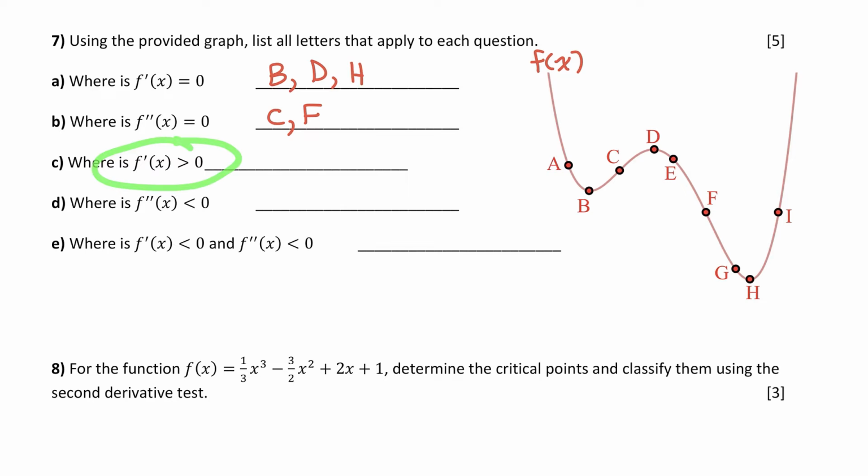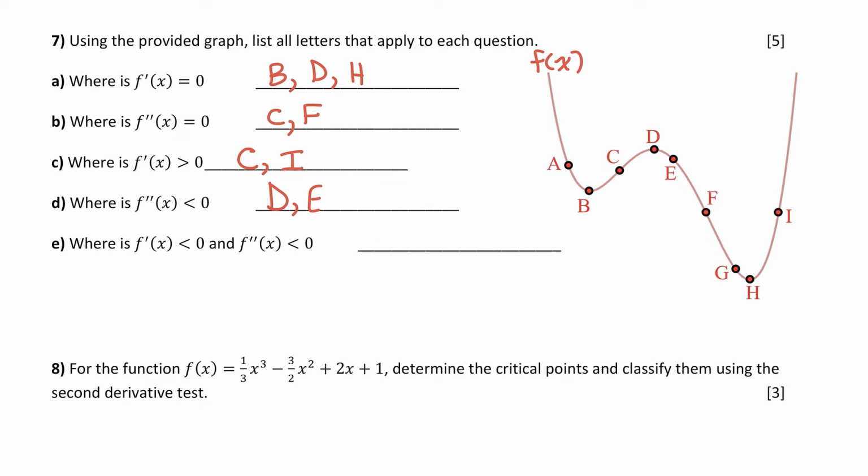Where is f prime of x greater than 0? That means where is f at x increasing? It's increasing at C and at I. Those are the two places where the tangent line drawn there would be going up to the right. Where is f double prime of x less than 0? That means where is f at x concave down? It's concave down at D and at E.